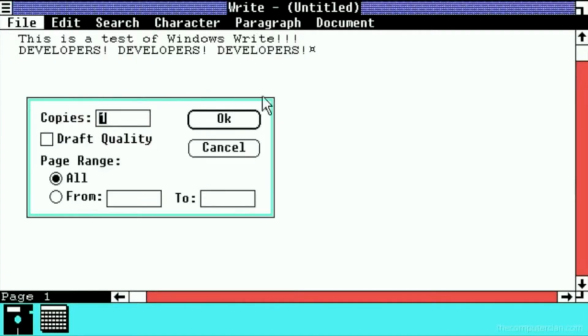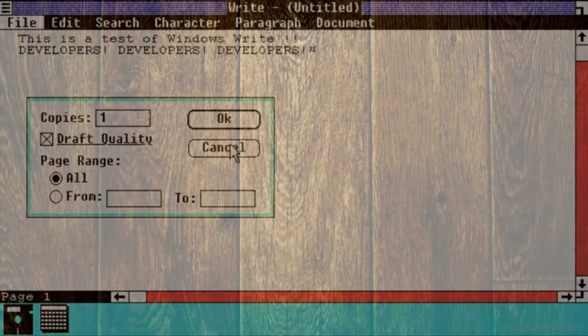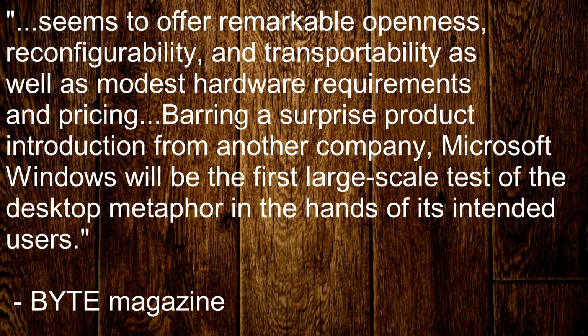Early reviews painted Windows 1.0 in a positive light. Byte magazine said that it seems to offer remarkable openness, reconfigurability, and transportability, as well as modest hardware requirements and pricing. Barring a surprise product introduction from another company, Microsoft Windows will be the first large-scale test of the desktop metaphor in the hands of its intended users.